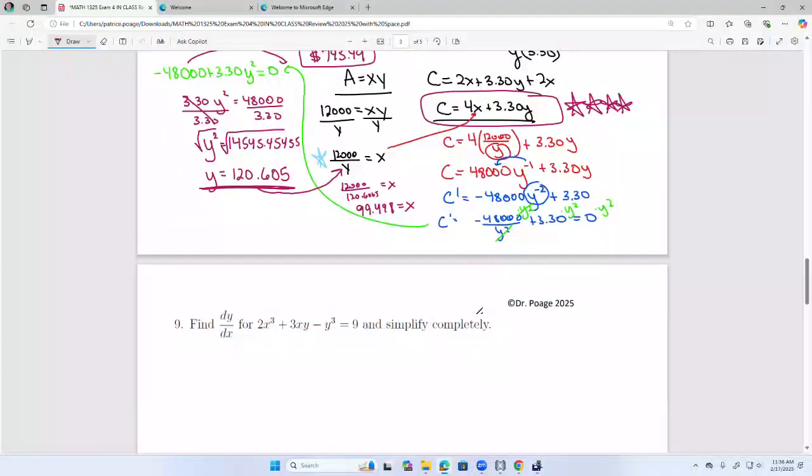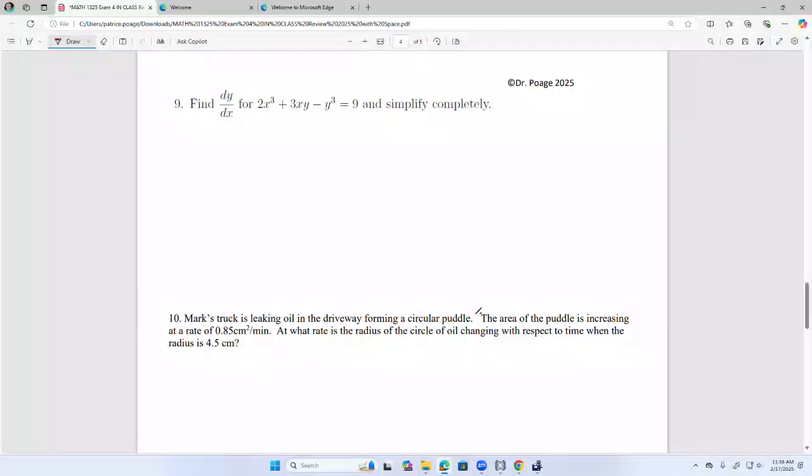All right. Number 9. It says find dy dx and simplify completely. So I'm going to take the derivative of everything with respect to x. The derivative of 2x cubed would be 6x squared, dx dx, which I don't have to write. Here we're going to have a little product going on. We have part 1 and part 2. So I'm going to use my product rule, which says 1 d2 plus 2 d1. So I'm going to have 1, just write it down, d2. The derivative of y is 1, but I just took the derivative of y with respect to x. So that's 1 d2 plus 2, just writing it down, d1.